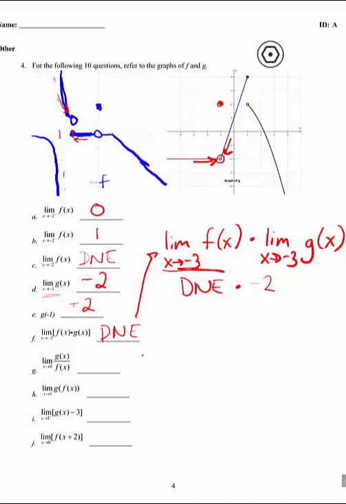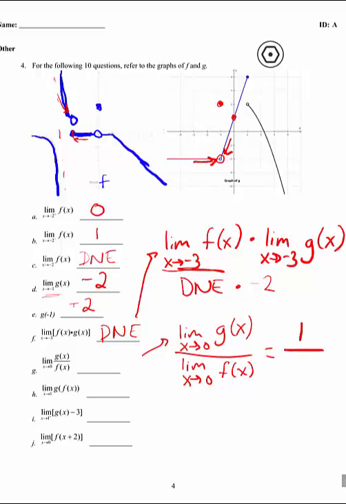Alright, G, this is the same as saying the limit as x approaches 0 of g of x divided by the limit as x approaches 0 of f of x. The limit as x approaches 0 of g is equal to 1. The limit as x approaches 0 of f of x, it's going towards 0. So this is 1 divided by 0, which is DNE. You can't divide 1 divided by 0.